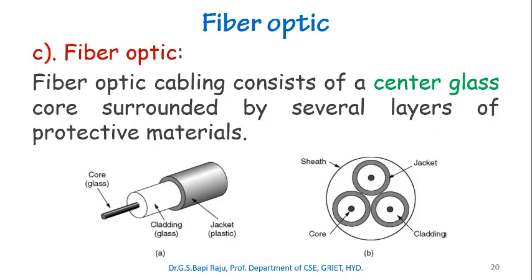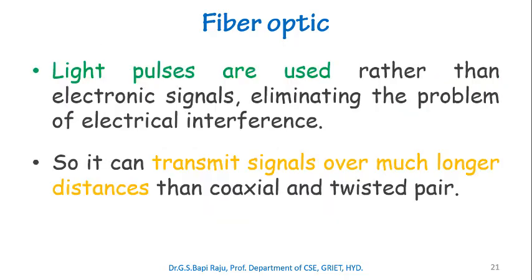Then comes fiber optic. Fiber optic cabling consists of a central glass core surrounded by several layers of protective materials. You can see here, on the left side, you have a glass core, then a cladding material, then a plastic jacket. You have a single core here. Light pulses are used rather than electronic signals, eliminating the problem of electrical interference. This is one of the major advantages of fiber optic. It neither creates EMI nor RFI.